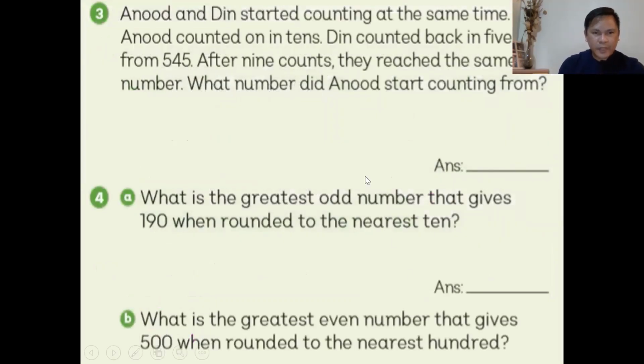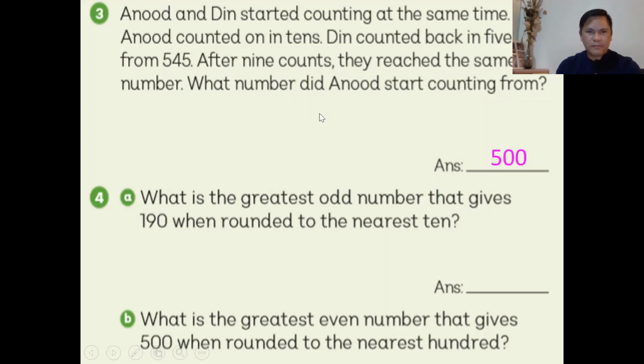And number 3, we have number 3 and number 4. Okay, Anod and Dean started counting at the same time. Anod counting on in tens. Dean counted back in 5 from 545. After 9 counts, they reached the same number. What number did Anod start counting from? Okay, the answer is 500.